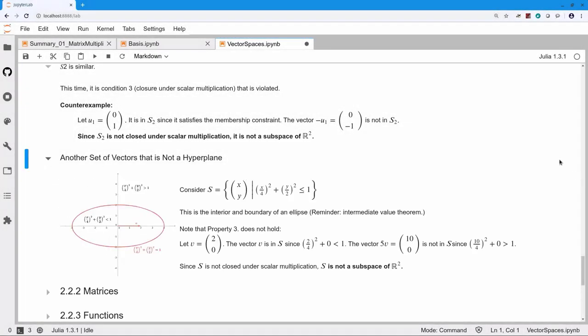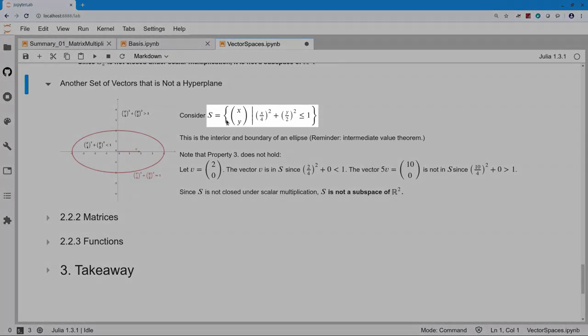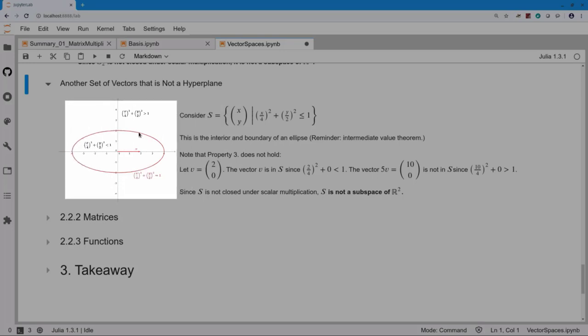Here's another example. This time I'll look at S, again vectors in R2, and they satisfy this constraint. Now, this constraint doesn't look like a planar constraint. And when you try and graph it, with equality, you see this ellipse. When x is equal to 4 and y is equal to 0, you indeed get equal to 1. So plus or minus 4 will work as the endpoints. Similarly for y, when x is equal to 0, you get plus 2 and minus 2. You see this ellipse over here. On the boundary of the ellipse, the equation is satisfied. It's indeed equal to 1.